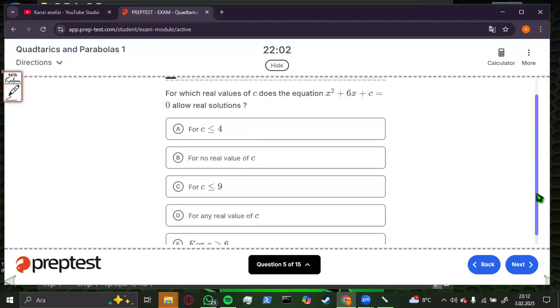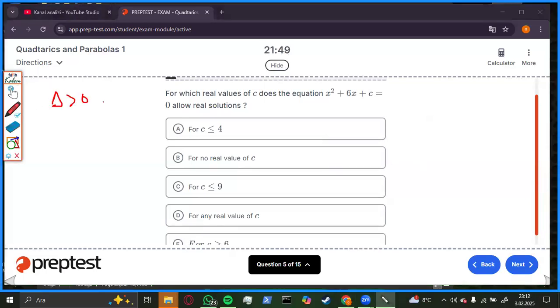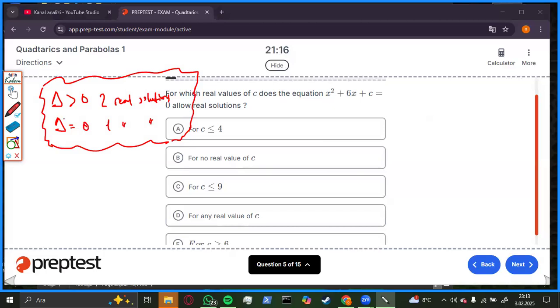Okay, for which real values of c does the equation have solutions? There are two options for real solutions: two real solutions if the discriminant is greater than 0, and if the discriminant is 0, one real solution. But as you know, all you need to know is whether you have a real solution or not. That's why you can also think about these two options.